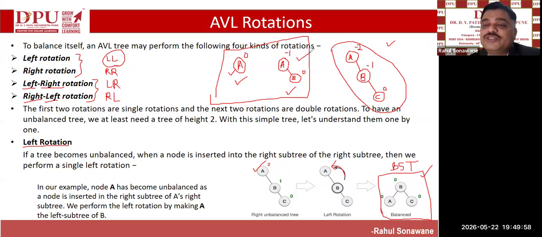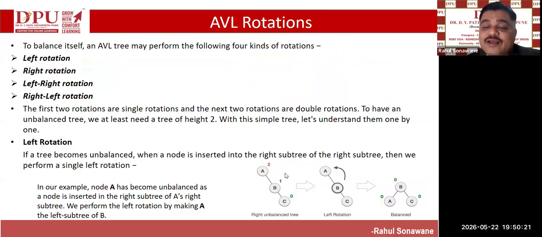Because of insertion in the right of the right subtree, if the tree gets unbalanced, then we have to perform the single left rotation in order to make it a balanced one. Now, after single left rotation, I can see my tree is now balanced. Or in other words, if you are getting a right skew tree, then perform the left rotation.